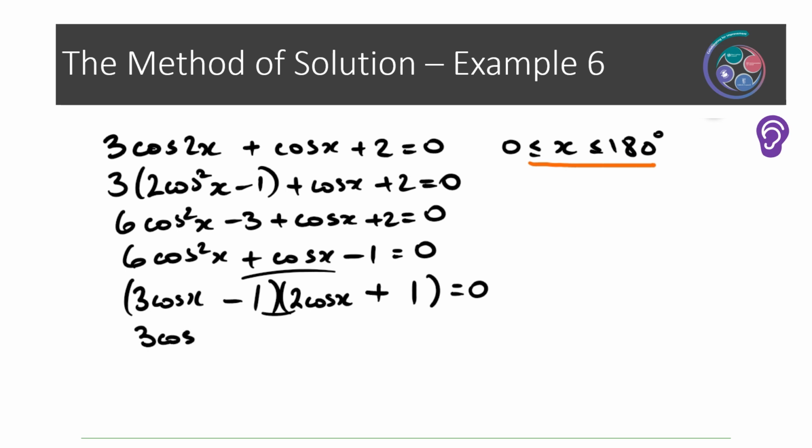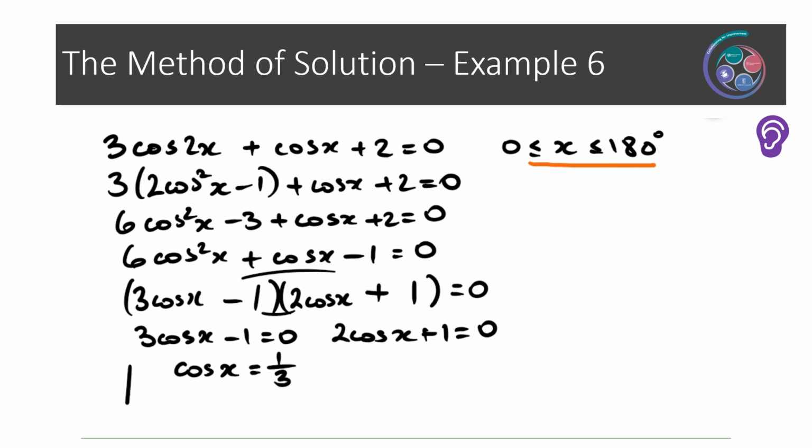Last and final stage is solve these factors equal to 0. So 3 cos x minus 1 is 0, or 2 cos x plus 1 is 0. Looking at the first one, that's going to give us cos x equals, take the negative 1 over, take the 3 over, cos x equals a third.